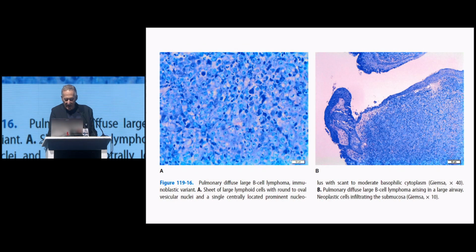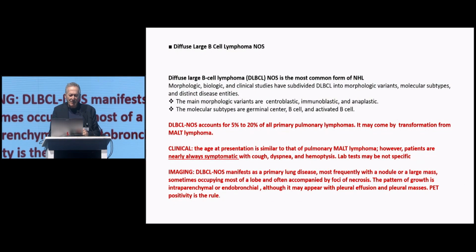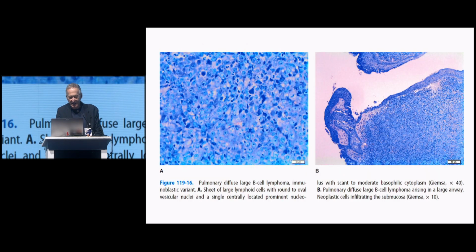Diffuse large B-cell lymphoma is the most common form of non-Hodgkin lymphoma in the lung. Nowadays, we have at least 10 subsets of large B-cell lymphoma, so it's an easy diagnosis as a group. It is a difficult diagnosis if you want to subset the entity.